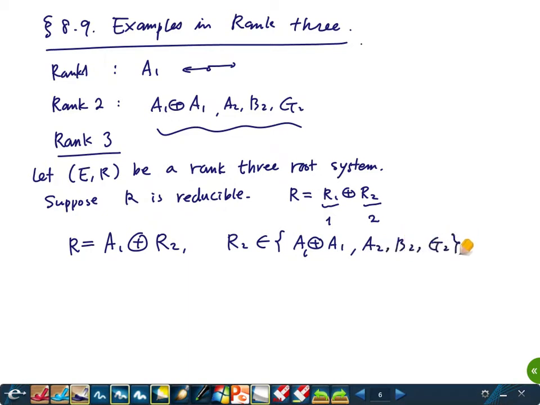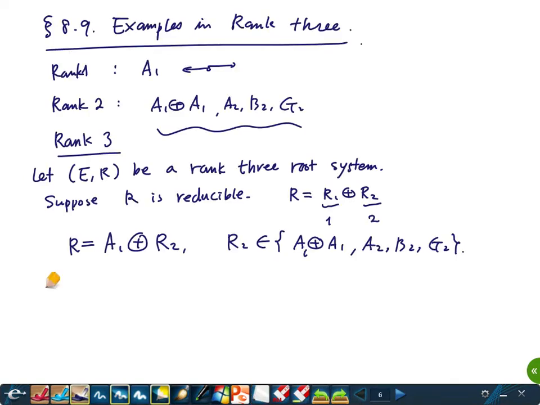So we know exactly what R should be. So it's simple. Now we need to consider irreducible root systems of rank 3. So root system rank 3. Now, if R is irreducible, then I'm just telling you the fact without proof: there are only 3 possibilities, A3, B3, C3.